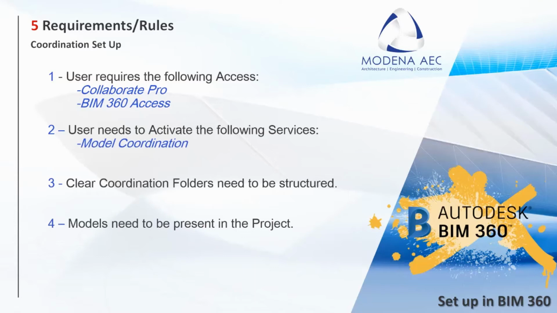Rule number 4: models need to be present in the project. If the models are not present, then there will be no automated clashes. BIM 360 is always going to look out for the models in those particular folders. If the folders are there and there are no models, there is nothing to clash against. And then finally, the 5th rule: teams should be given access to coordinate. It's not one person coordinating now, it's the entire team. If your teams have Collaborate Pro licenses, they have access to model coordination, and they can coordinate, clash, and anticipate problems alongside the leads in the project.